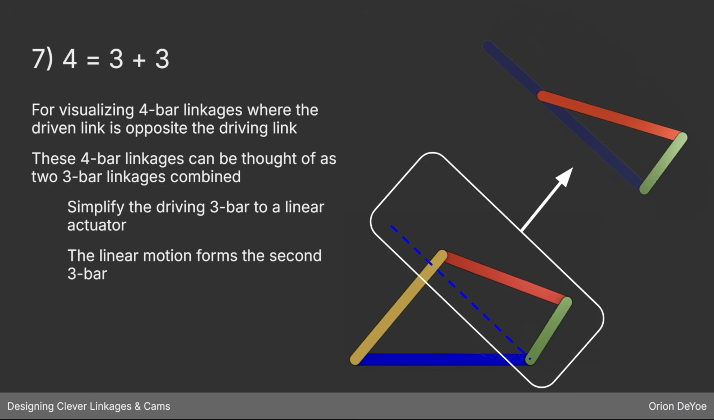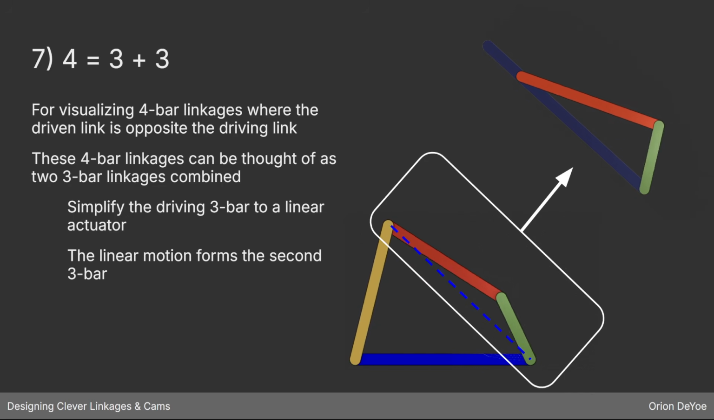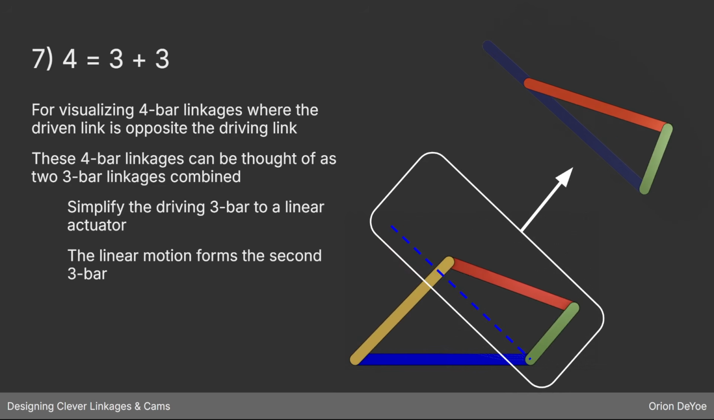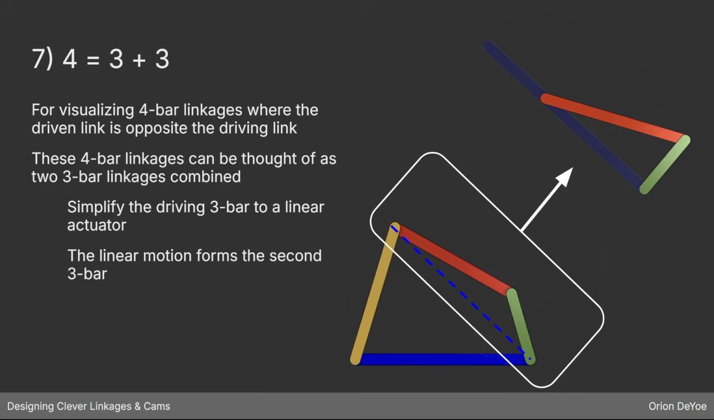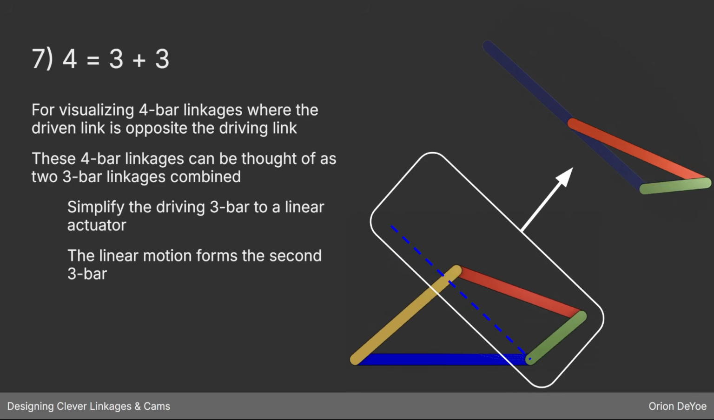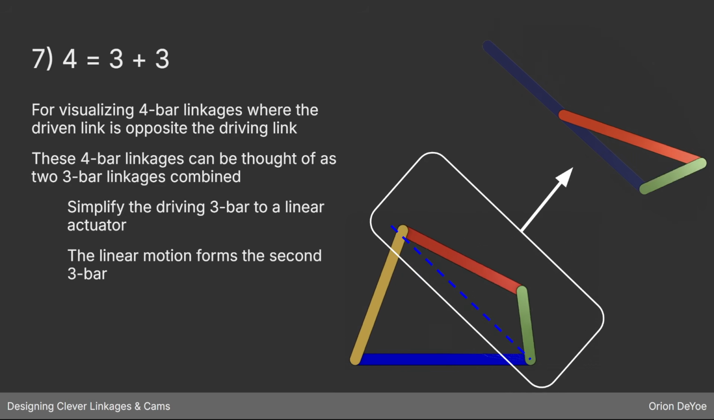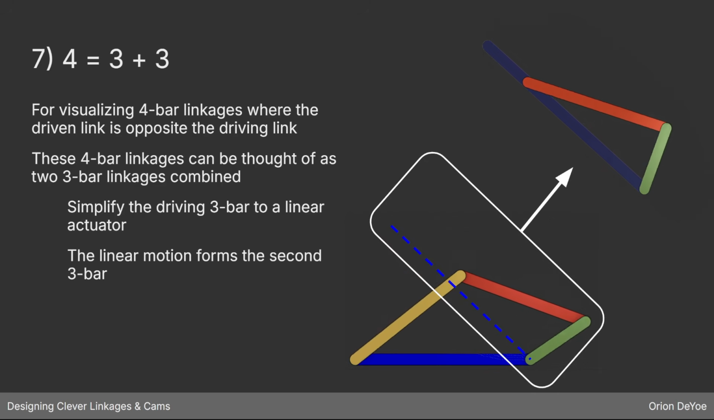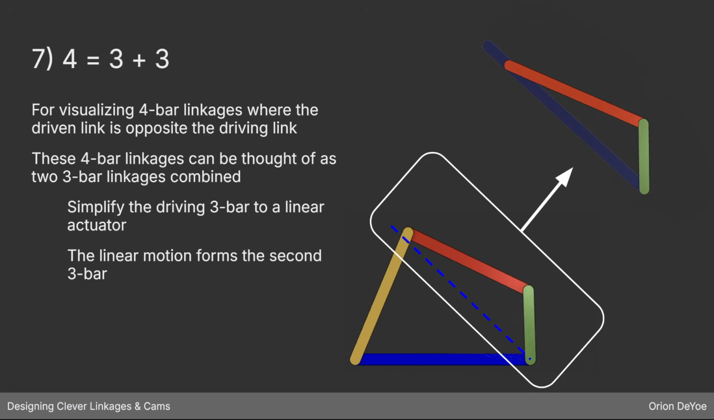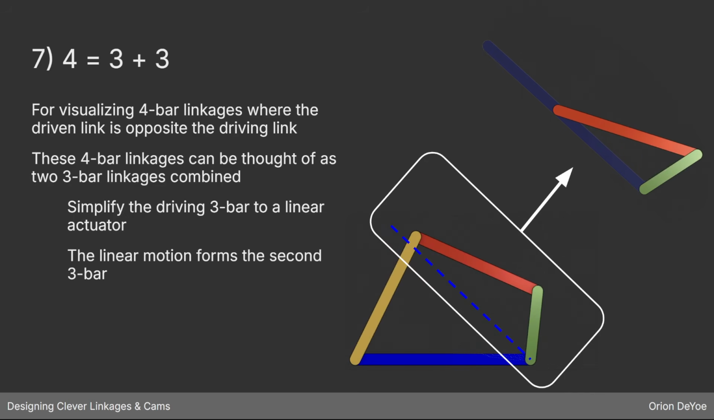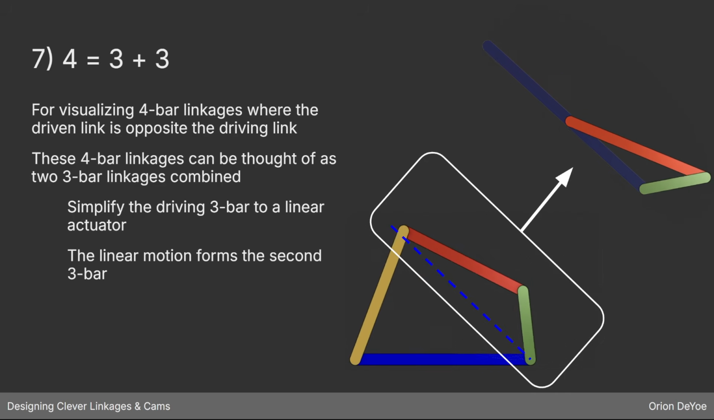I'm calling this, 4 equals 3 plus 3. In a lot of cases, it can be useful to think about a 4-bar linkage as 2 3-bar linkages combined. And this is useful in the opposite case of the 2-joint arm case, where the driven link that I care about is the yellow link, not the red link. The red link is kind of just there to transform the motion and to transfer the power.